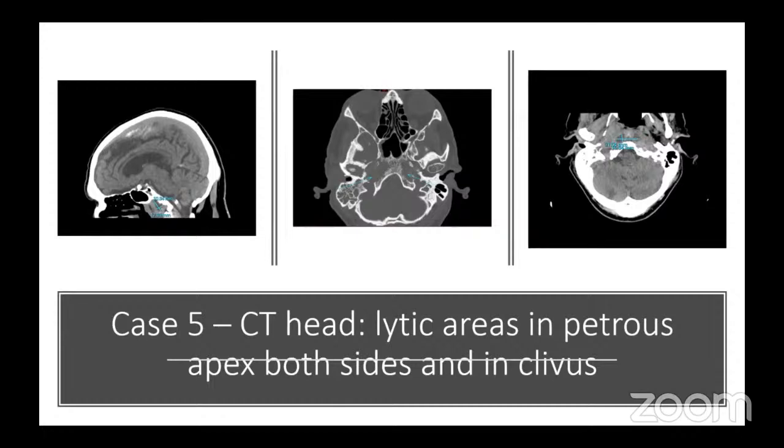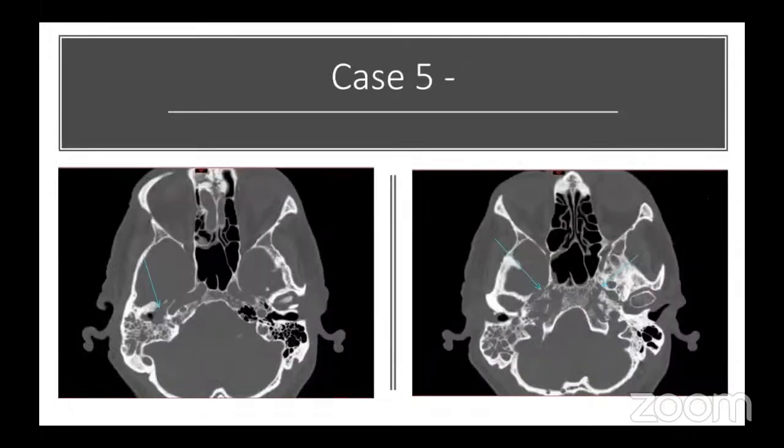This is the axial image, which shows lytic focus in both petrous apex areas and erosion of the occipital condyle, all suggestive of aggressive pathology, which was discussed in head and neck MDT and skull-base MDT.